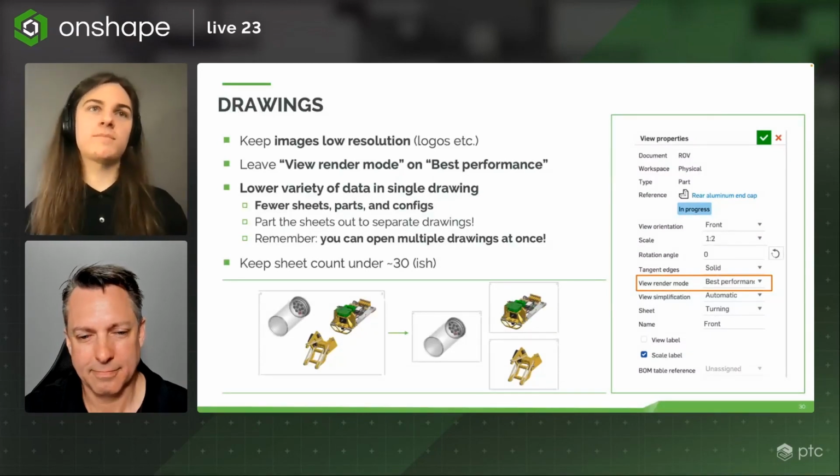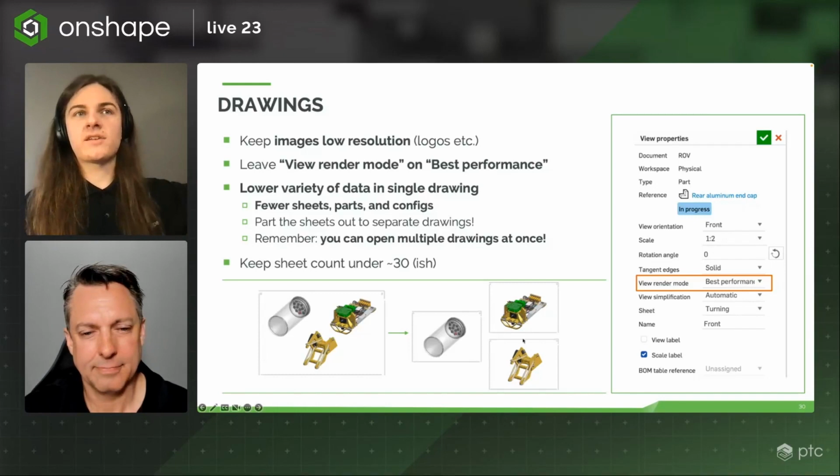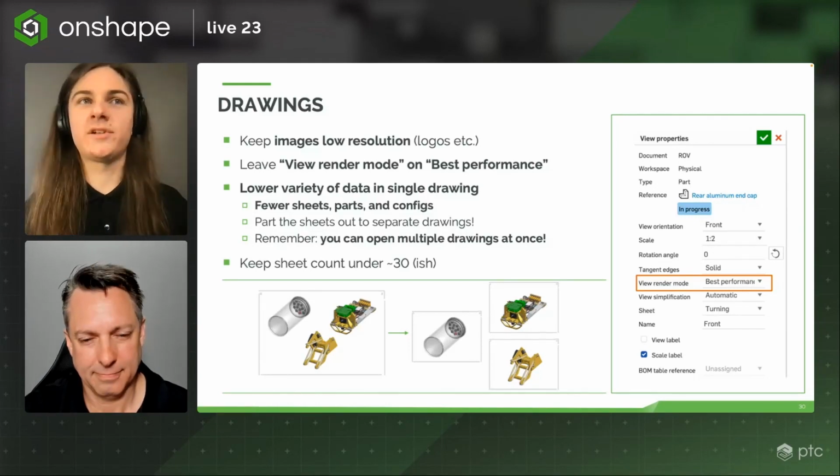Where Onshape drawings struggle a bit is if you have a huge variety of data. So you have many configurations, many parts, many things all in one sheet that don't need to be related to each other. So think about, is there some way that I can logically separate, like one thing for the pressure hold over here, one thing for the manipulator, one thing for the electronics bay, instead of trying to make one gigantic monster 300 sheet drawing, because that will perhaps struggle a little bit.